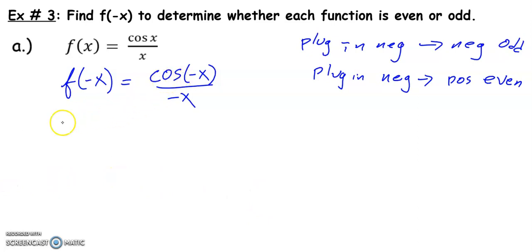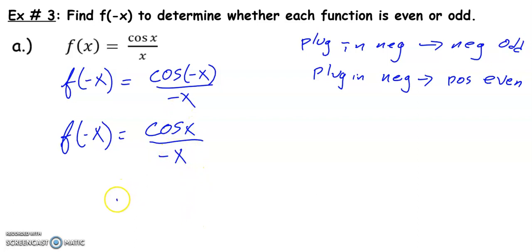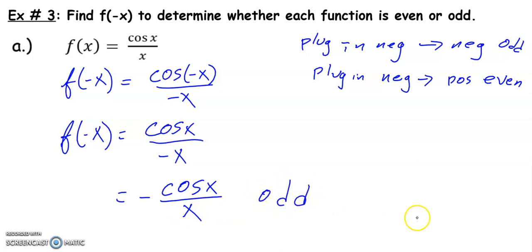All right, so f of negative x, cosine of negative x, that's an even function, so cosine of negative x just becomes cosine of x. Negative x, nothing's going to happen with that. If the bottom's negative, that means the whole thing is negative. One negative in our fraction, which lets me know this is an odd function. There we go.